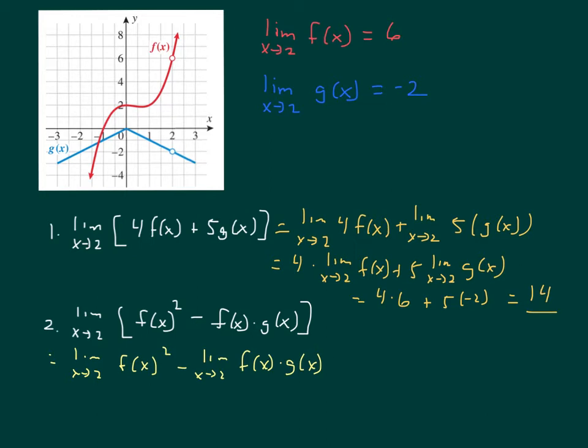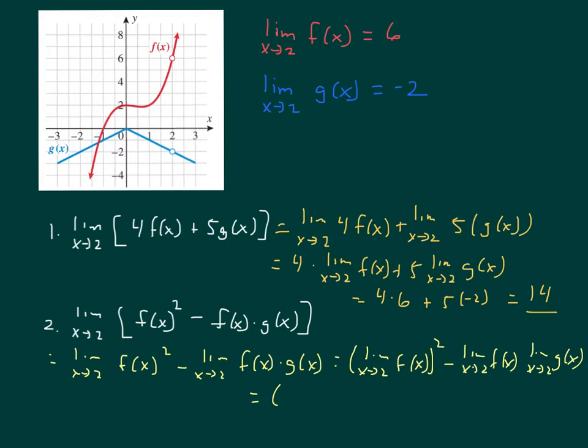In this case, again by our limit properties, in the first term we have a power. So I know that's going to be the limit as x approaches 2 of f of x, that thing squared, minus the limit as x approaches 2 of f of x times the limit as x approaches 2 of g of x.